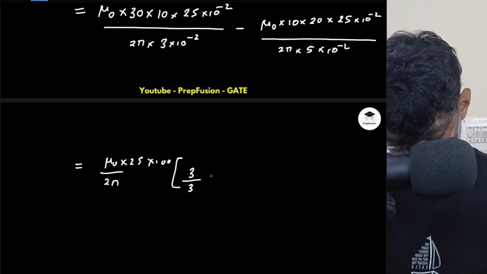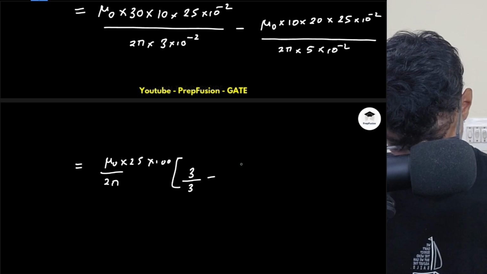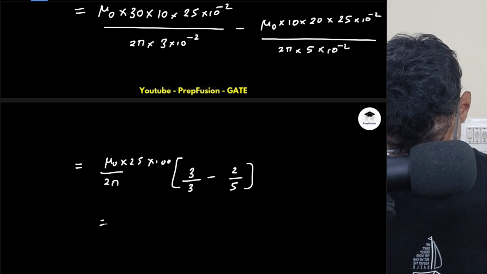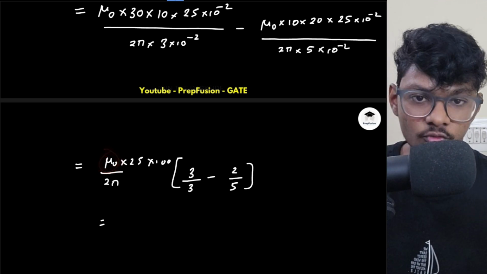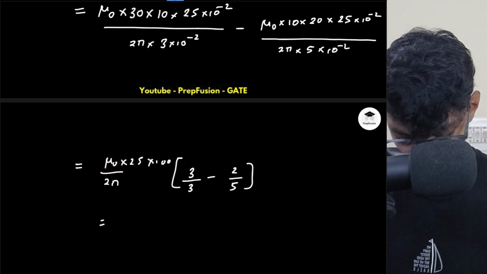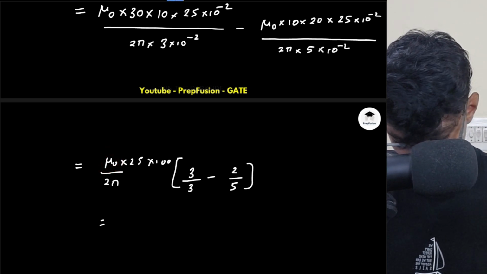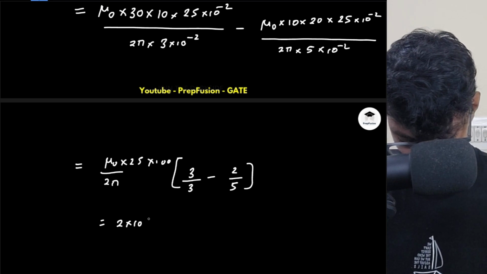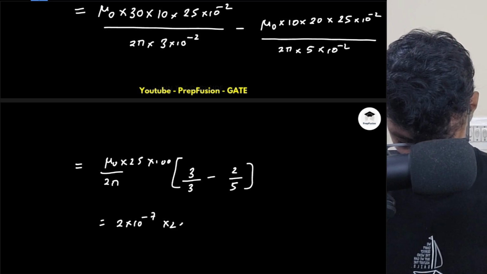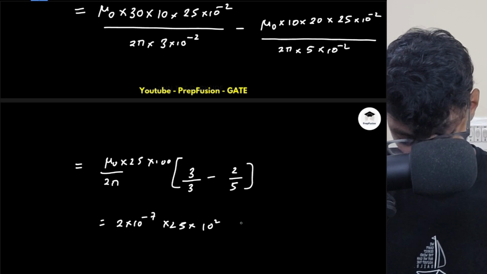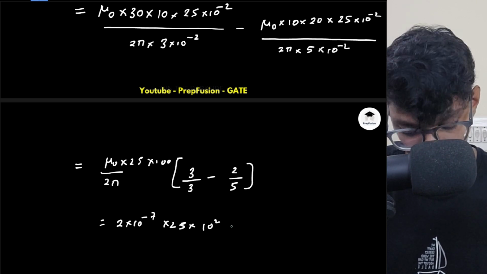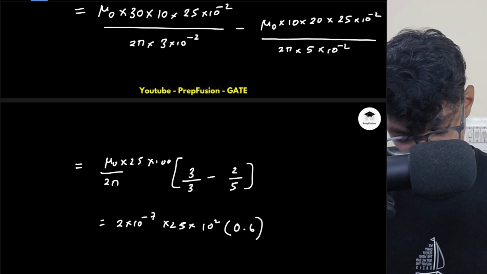by 3 minus 2 by 5. So what is mu naught? It is 4 pi into 10 to the power minus 7. So it will be 2 times 10 raised to the power minus 7 into 25 into 10 square into 1 minus 0.4. So it will be 0.6 basically.